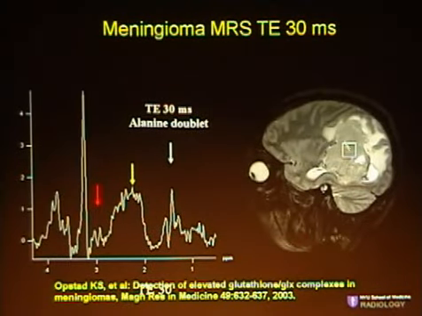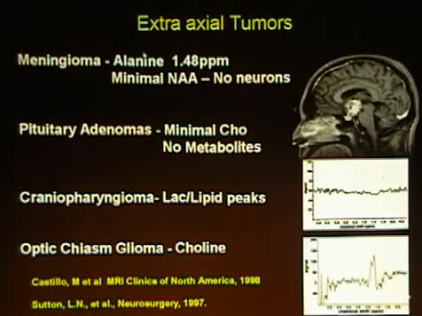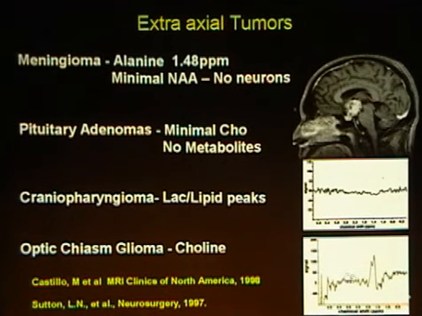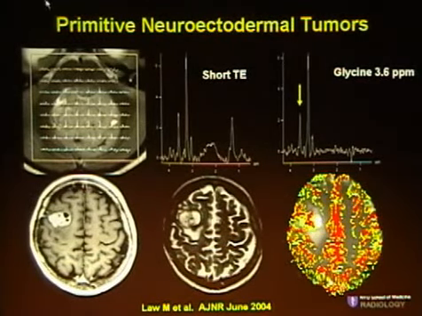We've already seen that in a meningioma, you'll see this alanine peak at 1.48 ppm, so I don't want to go into that. In extra-axial tumors, in a pituitary adenoma, there are no metabolites. In a craniopharyngioma, there's lipid and lactate, so you can use that. Optic glioma, typically because it's of glial origin, there'll be lots of choline. In PNETs, the primitive cells from a medulloblastoma or a primitive PNET will demonstrate this metabolite. It's probably a glycine or a taurine peak seen at 3.66 ppm. So if you see that, you can then differentiate a PNET or a medulloblastoma from an ependymoma in the posterior fossa. So that can be useful.